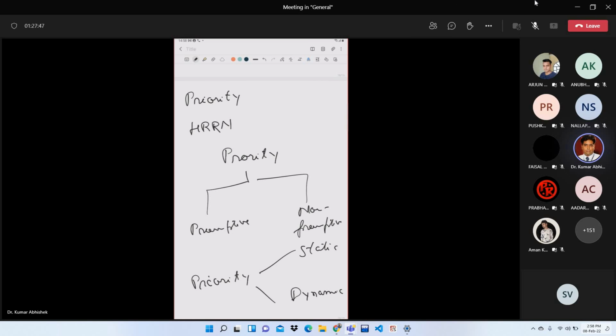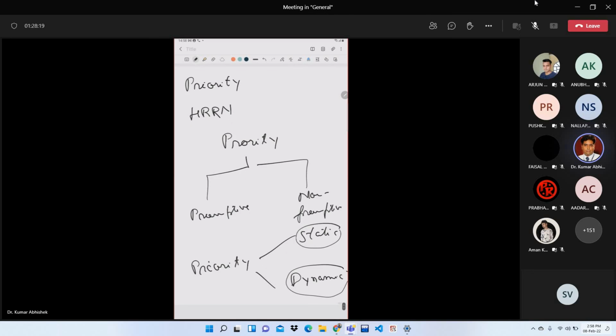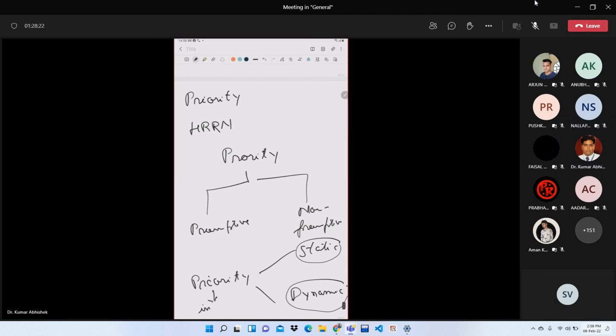So what is priority? Priority is an integer number. If the priority of the process does not change throughout the execution time, then we call that priority static. There might be an instance where the priority of the process keeps changing at regular intervals, then we say that priority is dynamic in nature. Is it clear what we mean by static and dynamic priority? So priority is an integer number assigned to a process, which can be static or dynamic.